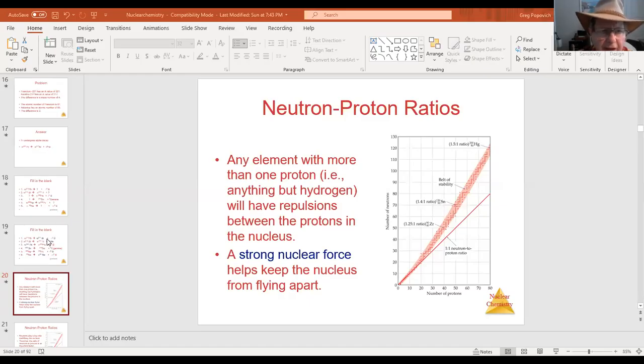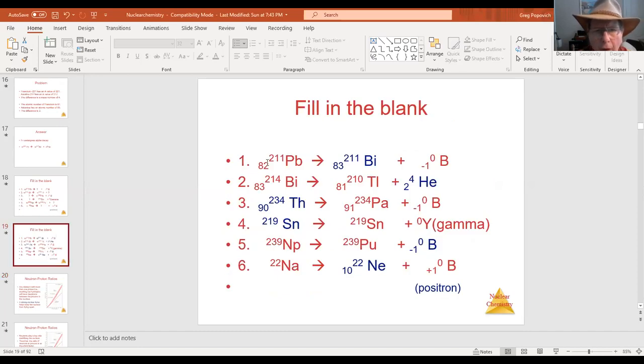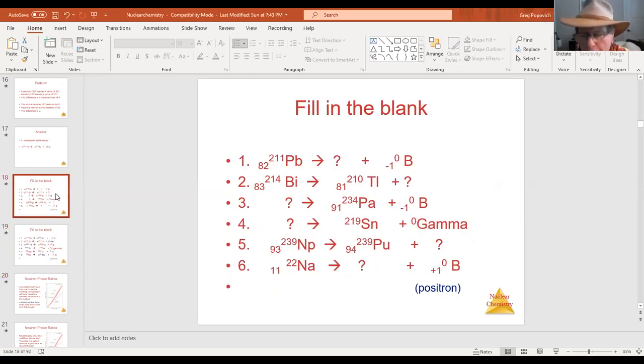Okay, where we ended, we ended with the decays. Basically, I talked to several of you asking what was going to be the fill in the blank. The main thing you have to do with these type of problems is realize that whatever is on the left side of the arrow has to be equal to the right side.